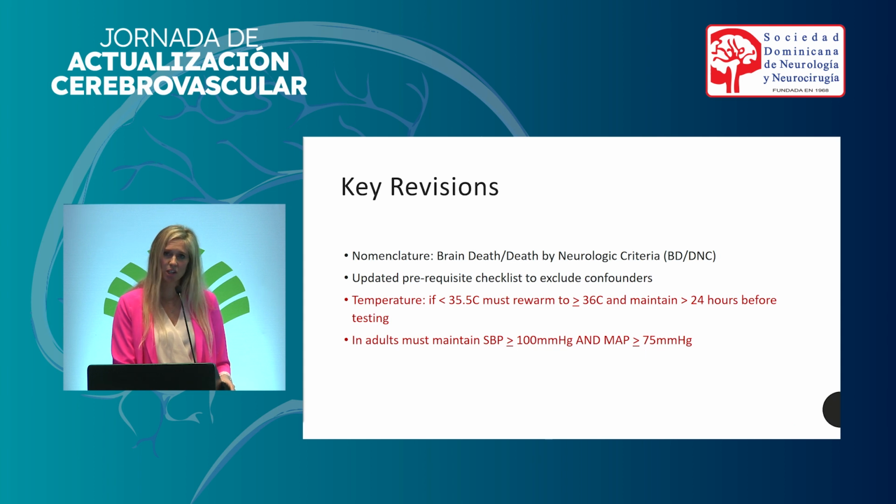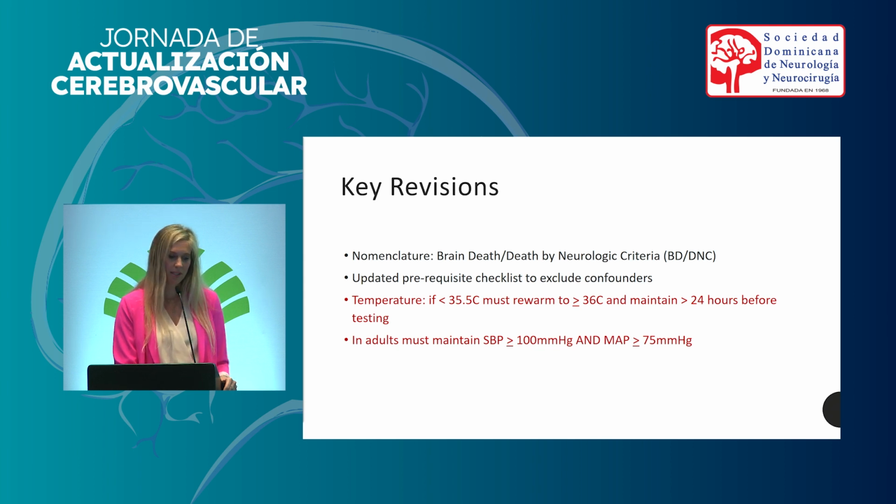So in terms of the biggest changes from our prior guidelines to the most recent, they gave very detailed specifications for how to look for confounders. The temperature: we've always known 36 degrees. You can't be cold and dead, you have to be warm and dead, is what people say. So it has to be at least 36 degrees Celsius. But in the new guidelines, they go even further to say that if your temperature is under 35.5, you have to re-warm to 36 and maintain there for at least 24 hours before doing your testing.